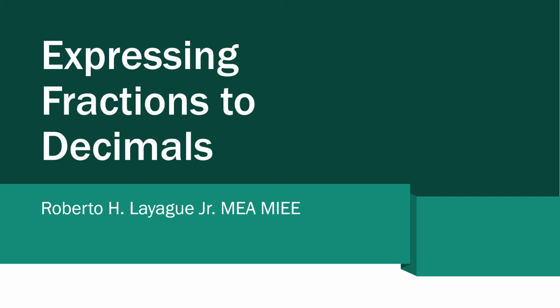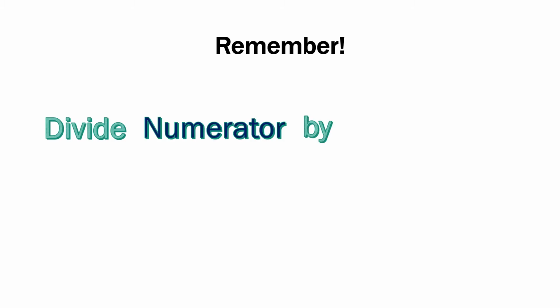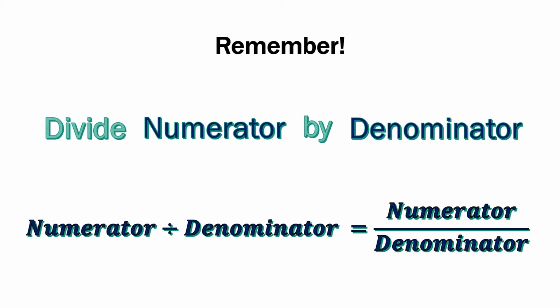Now, let's have this one. Things to remember when expressing fraction to decimal. Divide numerator by denominator. These are the forms. So, numerator divided by denominator, that would be just the same.